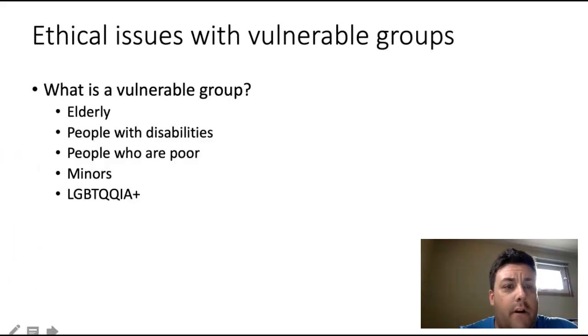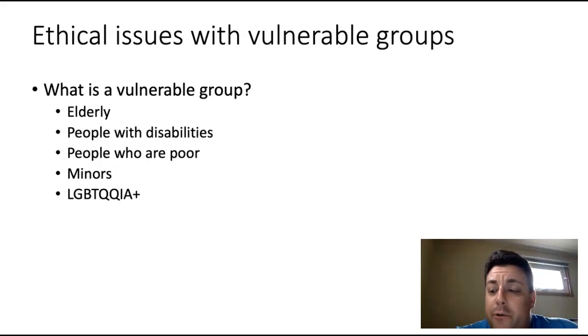So let's start by talking about what constitutes an elderly group. I'm sorry, what constitutes a vulnerable group, excuse me. I've got some examples listed of vulnerable groups on this slide. And most of us can think of vulnerable populations if we're asked to. People who are elderly, people with disabilities, people who are poor, minors, members of the LGBTQIA plus community might also be considered vulnerable groups.